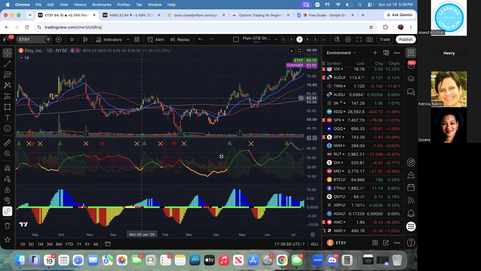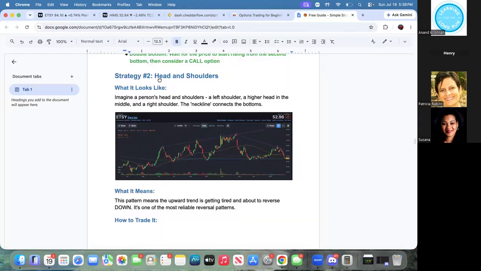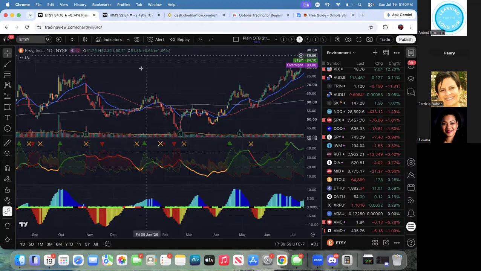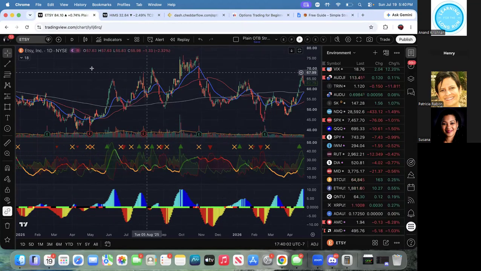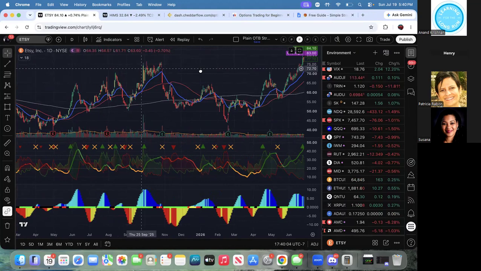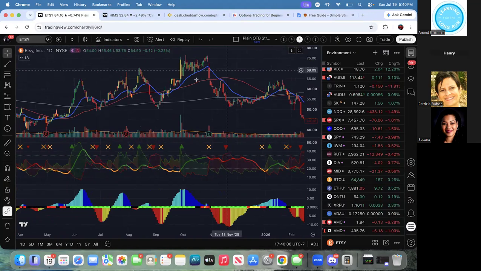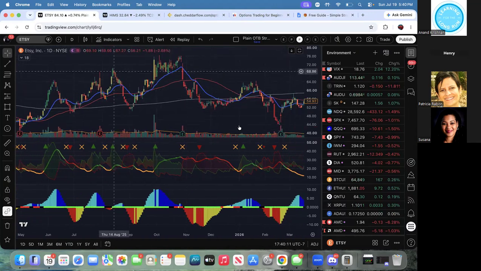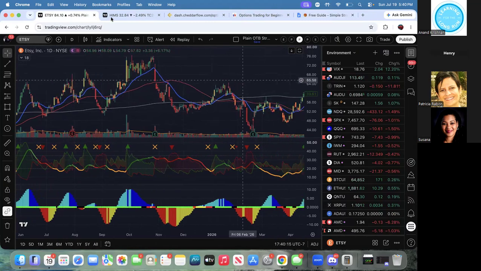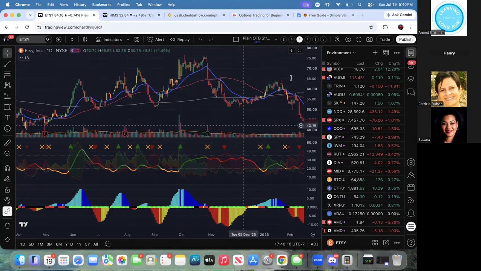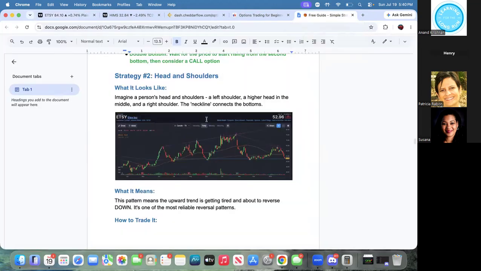Trying to measure that one. Let me try to find that exact spot. That looks like October of '25 maybe. October. Okay. Yeah, that was here. Shoulder, head, shoulder. It went down for a little bit and then tested further down. So around this time is when we recorded that screenshot for the example.